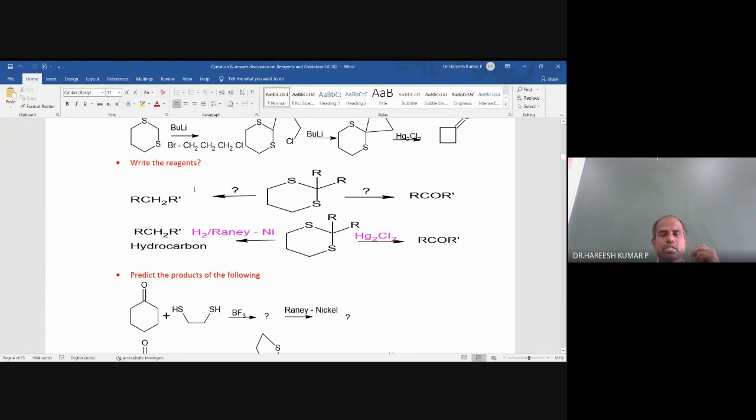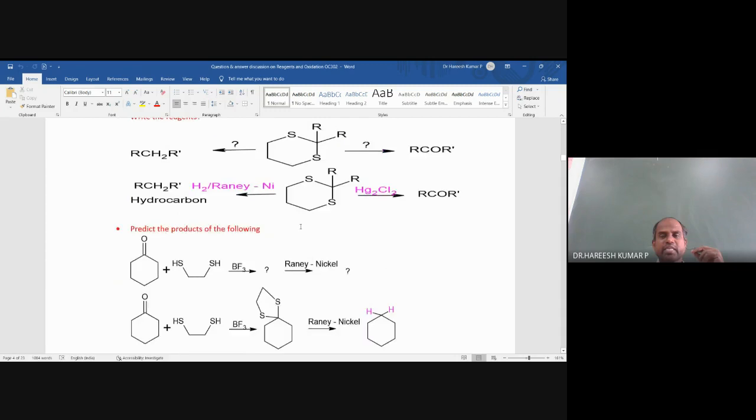This is a 2 marks question. You need to mention the reagent here as hydrogenation in the presence of Raney nickel, and here the reagent is mercuric chloride, silver chloride, or cadmium carbonate. From here to here it is a deprotection of the dithiane. From here to here it is a hydrogenation, addition of hydrogen, and there will be removal of the thiol group.